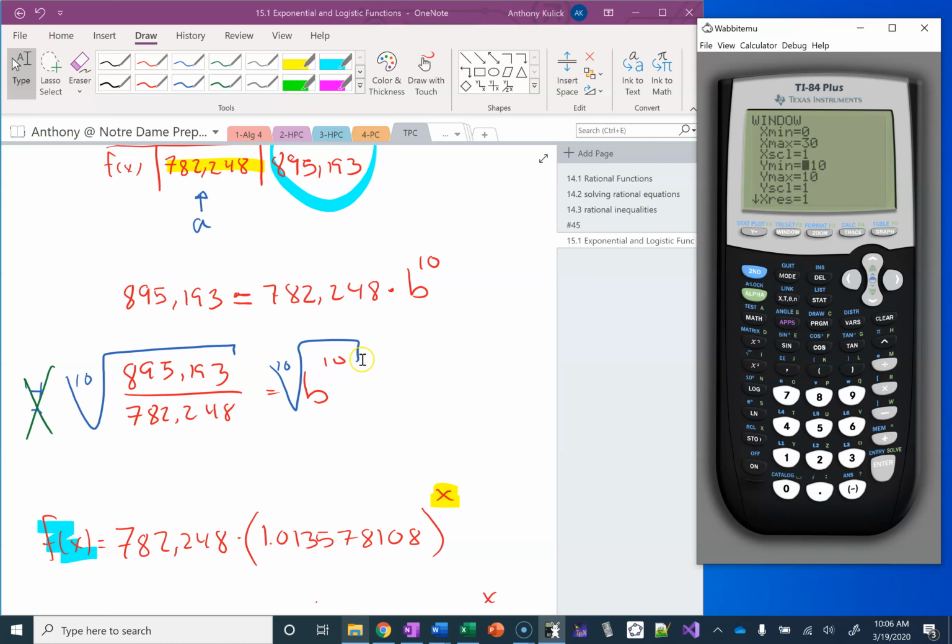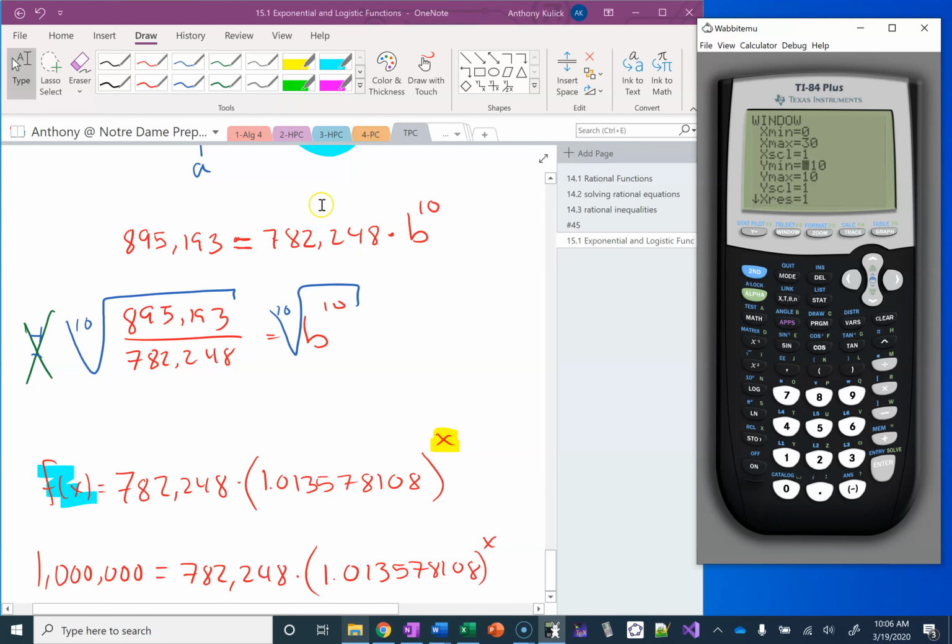The y min, well, this 782,000 was the population in 1990, and we're growing every year since then, so that would really be my minimum value, but I kind of like round numbers. So instead of doing that, I'm just going to pick 750,000. That's a little less than 782,000. And the y max, well, I know it needs to be bigger than 1 million because that's the population I'm looking for. And in the interest of round numbers, I'm going to do 1.5 million. So that's 15 with 5 zeros after it. And now I'm ready to hit graph.